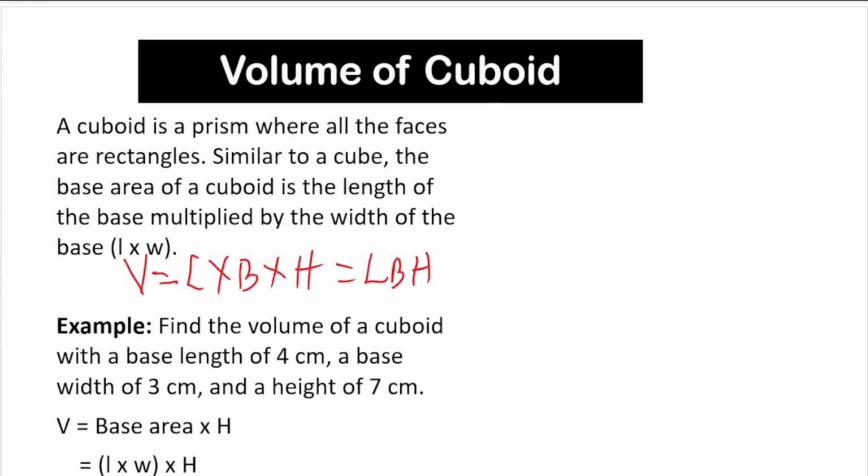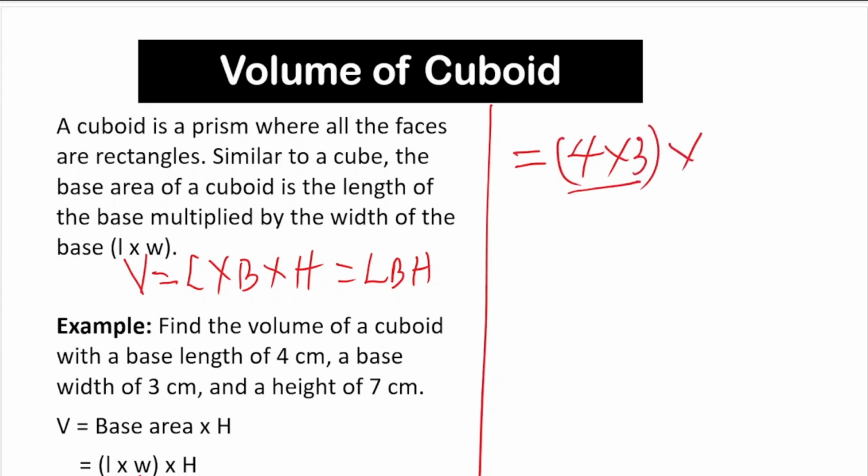So look at the example given here. Find the volume of a cuboid with a base length of 4 centimeters, a base width of 3 centimeters, and a height of 7 centimeters. So the base area is length times width. The length is 4 times the width of 3, that is 12. Then base area times the height, and the height is 7. So this will give us 12 times 7.